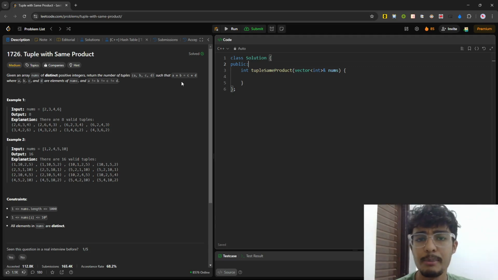Similarly, for example number 2, we have 1, 2, 4, 5, 10. Here there may be any pair which has the same product as any other pair. Let's say we have k such pairs which have the same product. So how many tuples can be formed out of these k pairs? Okay, let's discuss this mathematically.